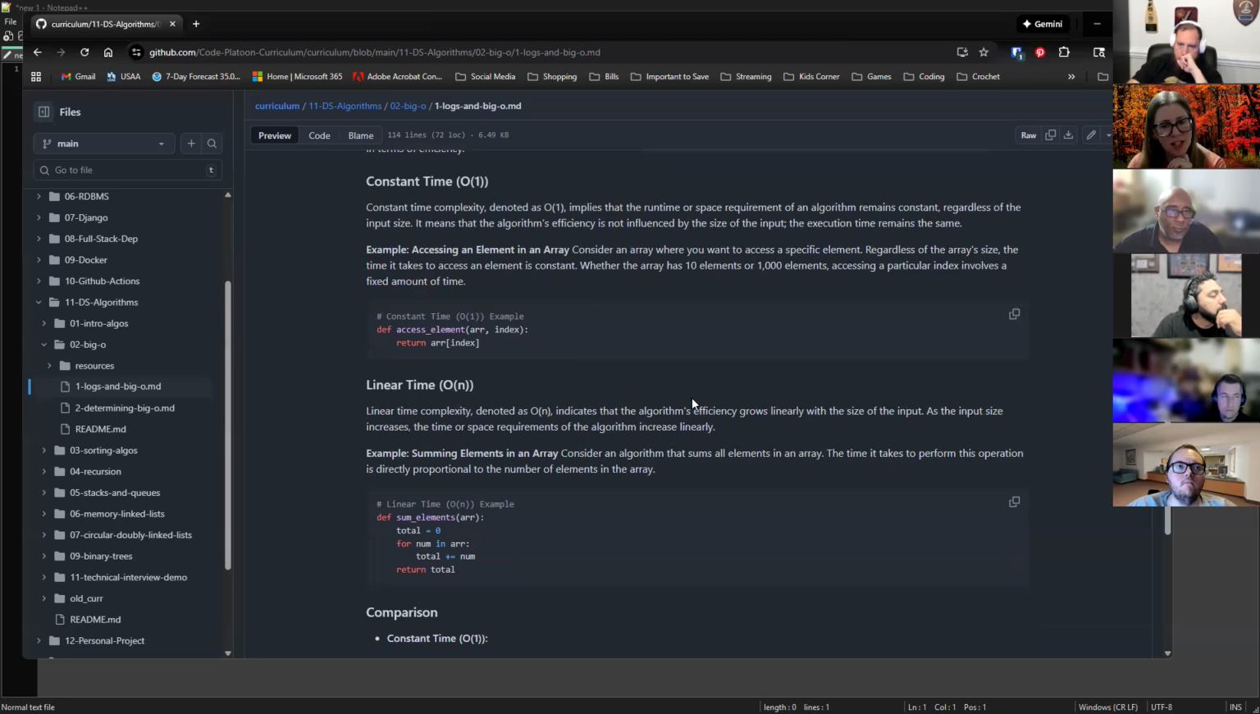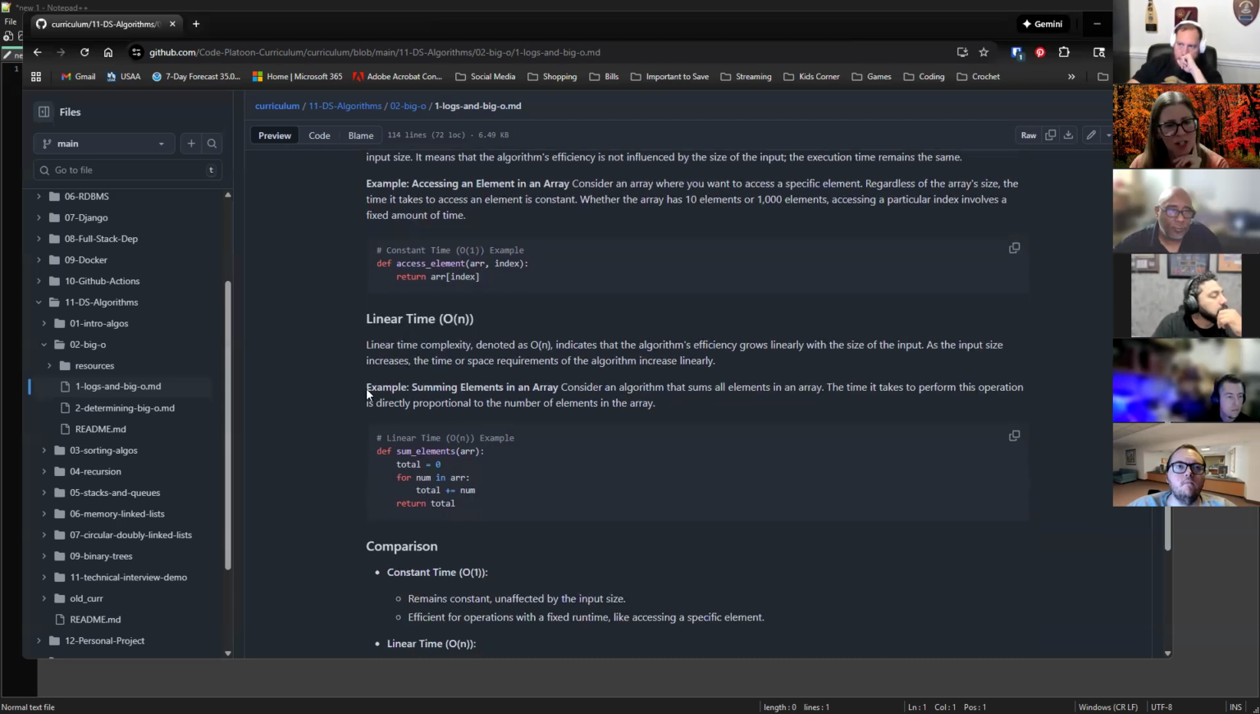And then the other one we'll look at is linear time. This is O(n), is how it's usually written out. And this grows linearly with the size of the input. So as the size of the input increases, then the space or time it needs also increases linearly. So if you imagine that graph, it's just going to be a straight line up.